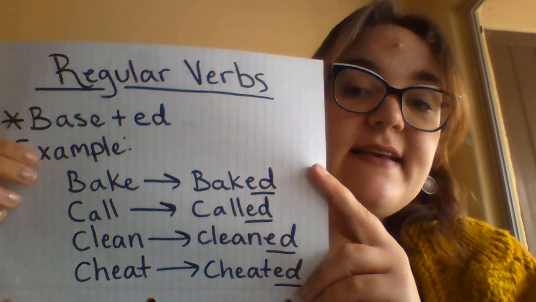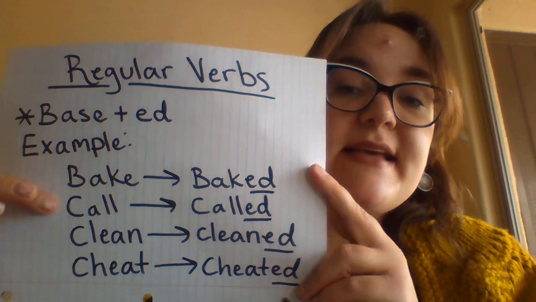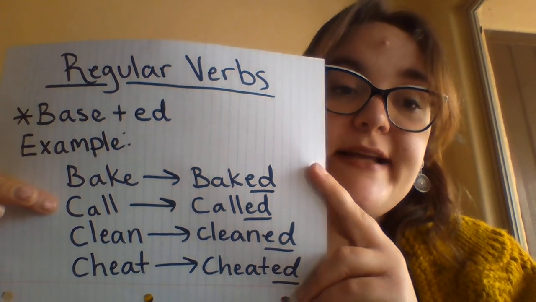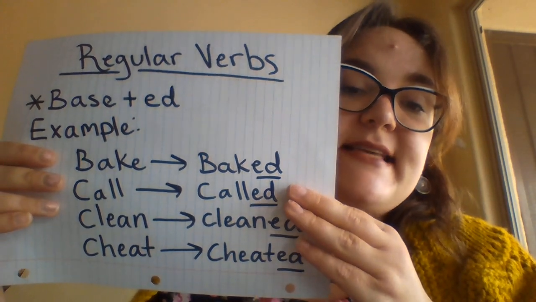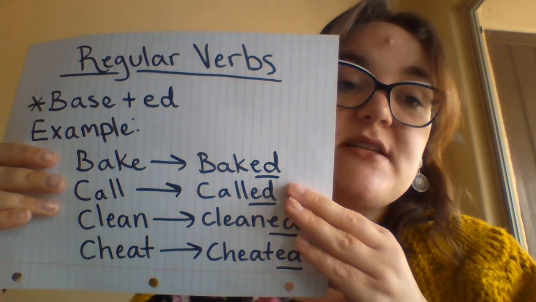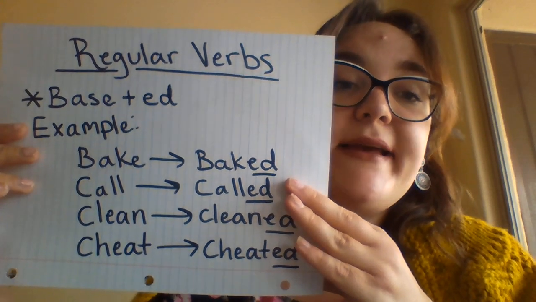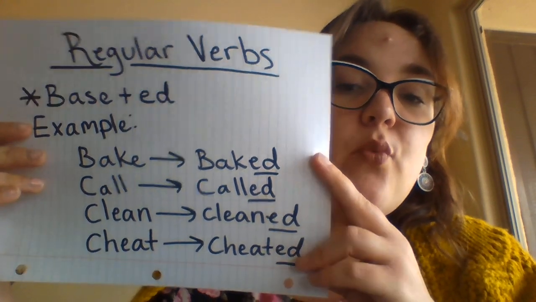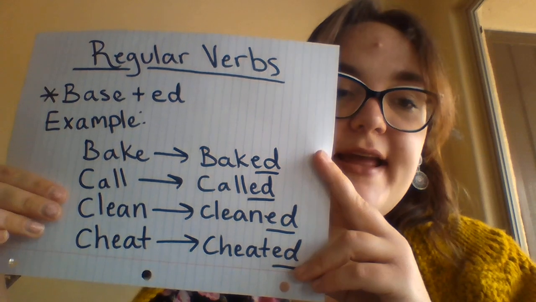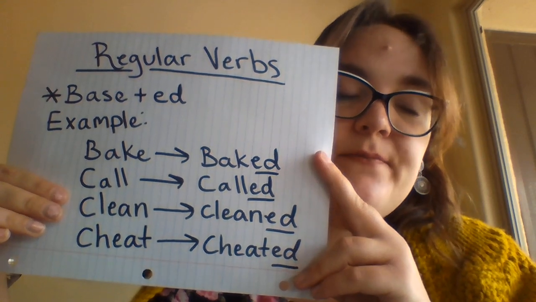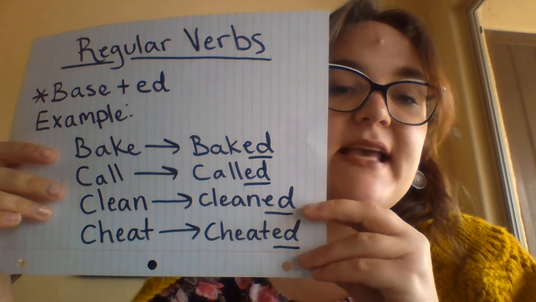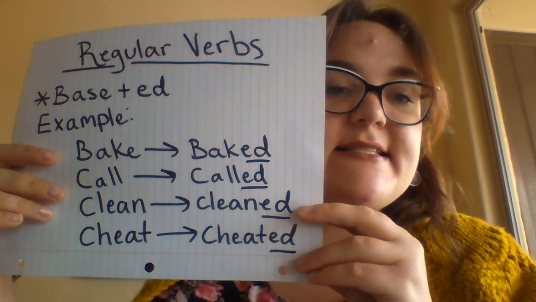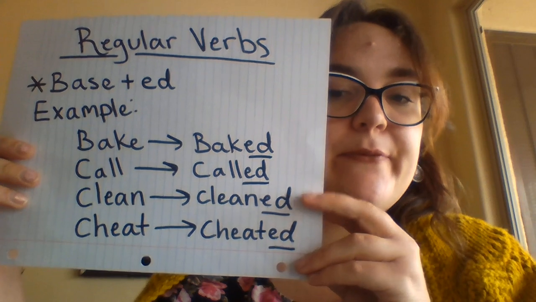Next, let's look at call. The base form is call, like to call your friend. The past form is call plus ed. It becomes called. This is a regular verb. What about clean, right? To clean your house. The base form is clean. The past form is cleaned with the ed, a regular verb.